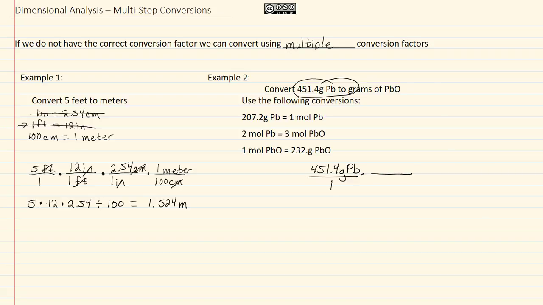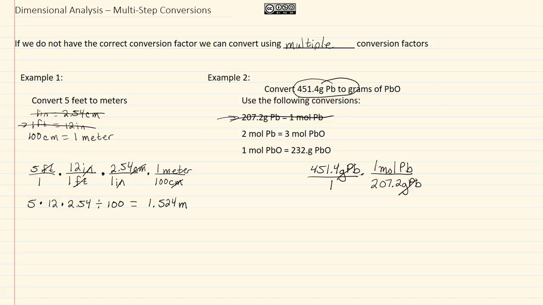Now I need to look for a conversion factor that has grams of lead. And when I look there, it looks like this one here is the one I want to use. So I want to put the grams in the denominator. So we have 207.2 grams of lead, and I'm going to put the 1 mole of lead up top. So I've used that one, I'm going to cross it off. And notice my grams of lead is gone. Now I'm left with moles of lead.